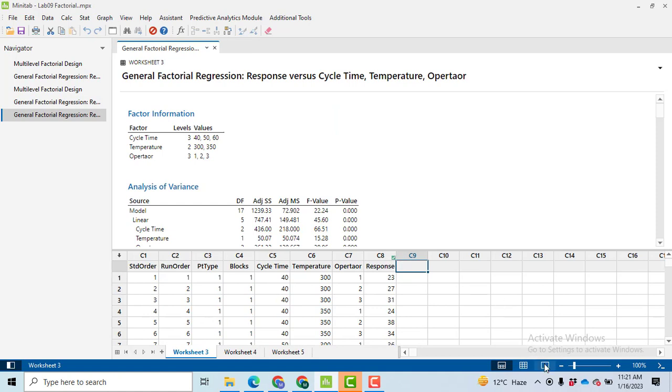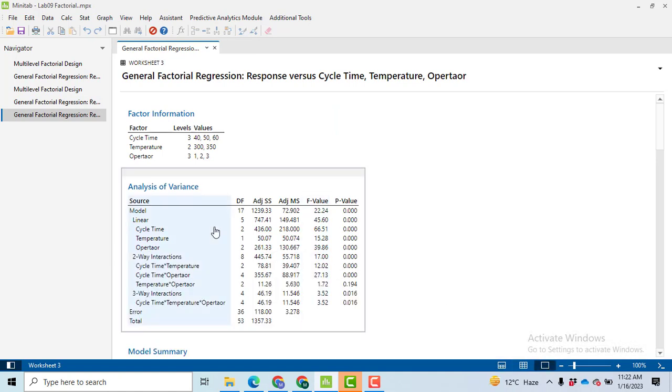In the result, to view them, click on this button. You can see the cycle time p-value is 0.00, and likewise operator and temperature all have a value of 0.00. Coming to the two-factor interactions, only temperature and operator is found to be insignificant, 0.194. Can we delete it?